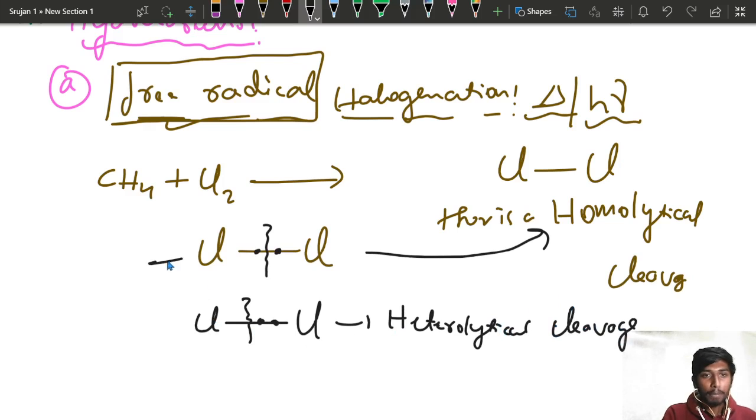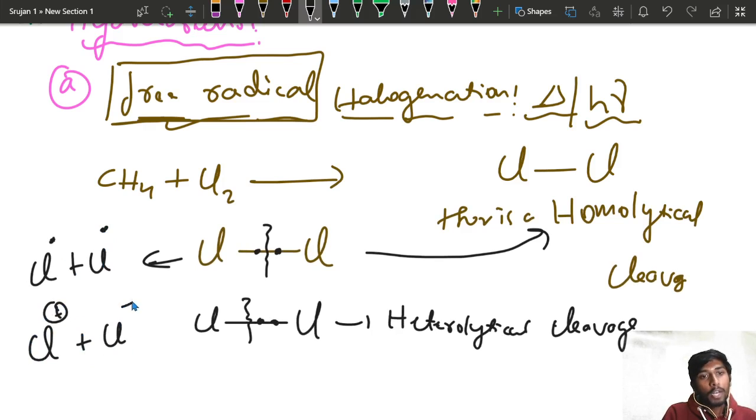It's called heterolytic cleavage. From this you are getting the Cl radical, chlorine free radical and chlorine free radical. From this you are getting one cation and one chlorine anion.